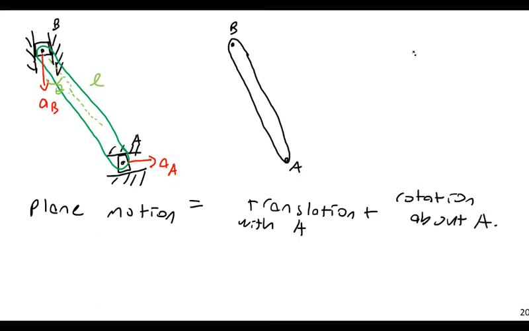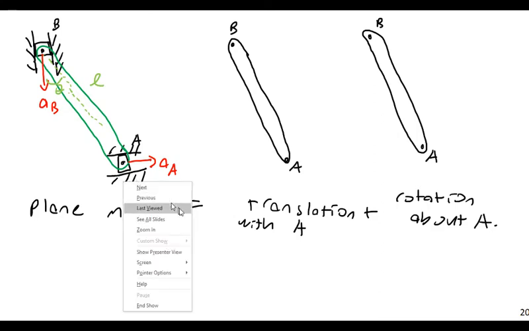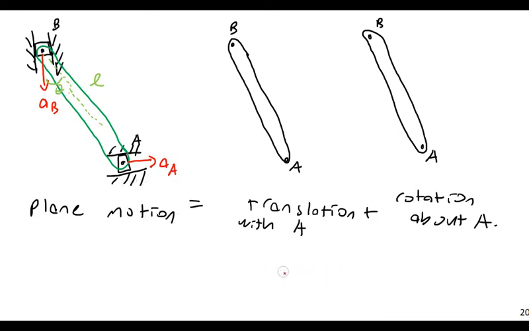I don't like how this potato looks, so let me just redraw it, a little bit better. B and A here. So the translation with A would look like this. I would have an acceleration of A, so AA and AA on both of them, as if the whole thing were just accelerating horizontally right along with A, and then I would have some sort of other acceleration there.